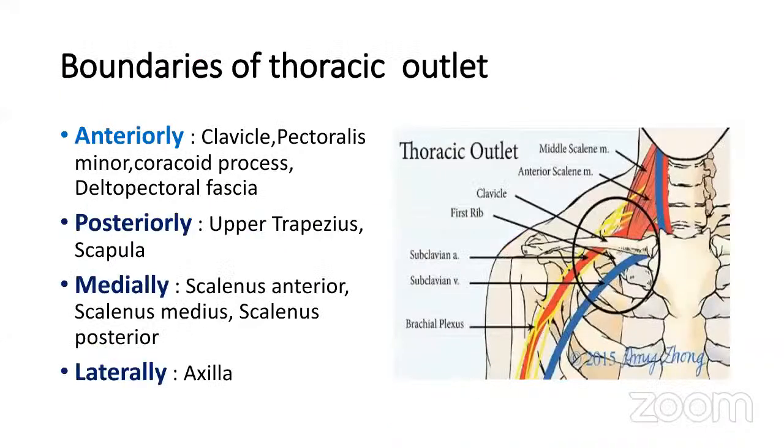General boundaries of thoracic outlet. You can see in this figure that anteriorly this thoracic outlet is bounded by clavicle, pectoralis minor, subcoracoid process, and deltopectoral fascia. Posteriorly by upper trapezius and scapula. Medially, you can see scalenus anterior, scalenus medius, and scalenus posterior muscle, and laterally by axilla.